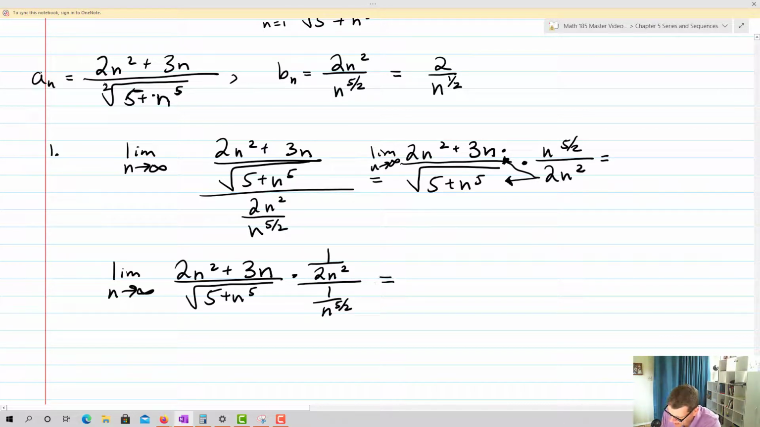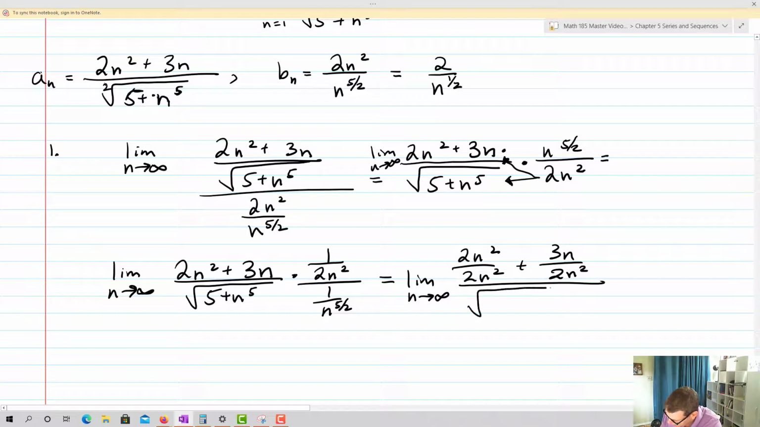So now this is going to be equal to the limit as n goes to infinity of 2n squared over 2n squared plus 3n over 2n squared, divided by the square root of 5 over n to the 5 halves plus n to the 5th over n to the 5th, okay? Because the half term is the square root term, we just bring the square roots in, okay?